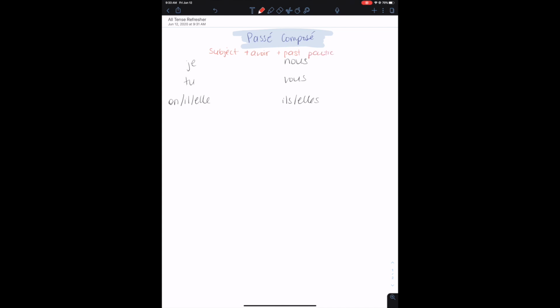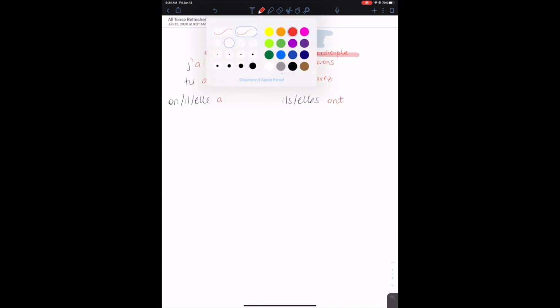Okay, so first thing that we do is take a look at what our avoir is for each of these subjects. So for je, it becomes j'ai, tu as, il and elle a or on a, nous avons, vous avez, and ils and elles ont. Okay, so that's our avoir. Then we talk about past participles.